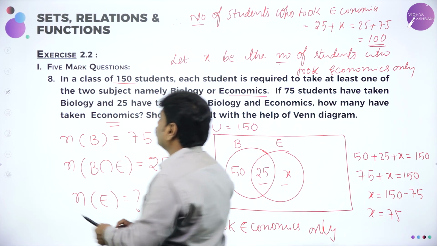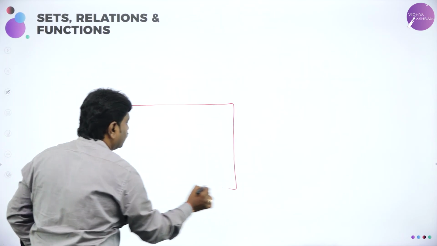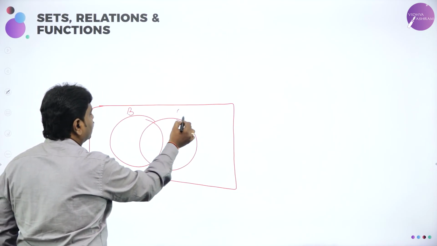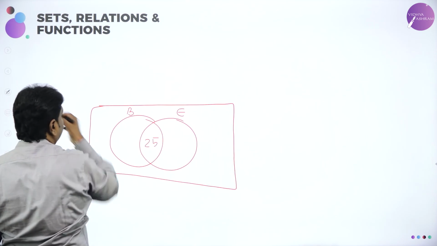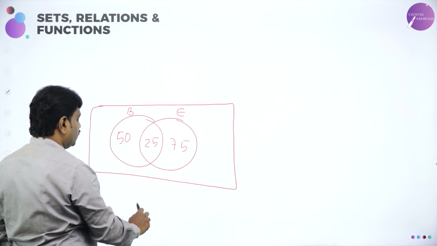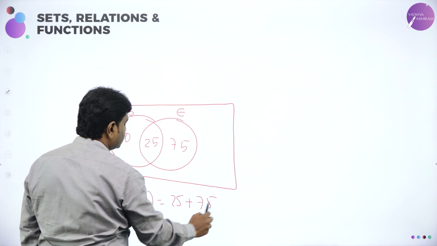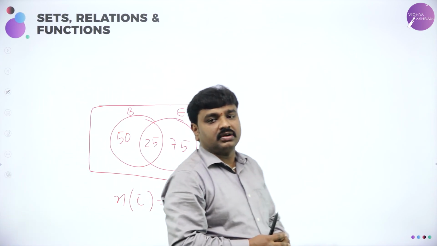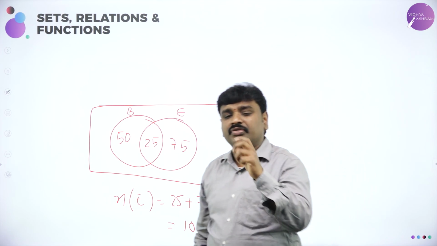So now if you want to draw the Venn diagram, 50, 25, 75. So your Venn diagram is like this. It will have two sets: biology students, economics students, 25 common students. This is the given thing. 50 and x is 75. If they want economics, E is the number of students who took economics, 25 plus 75. 25 plus 75 is 100 exactly. So by this we have done important concepts called word problems of set theory.